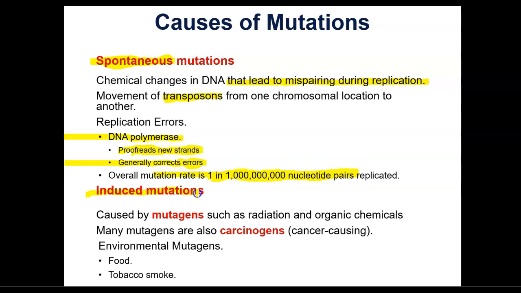Induced mutations are caused by mutagens, which can be radiation or chemicals. If they lead to cancer, they are called carcinogens. Carcinogens are cancer-causing mutagens. There are environmental mutagens like food and tobacco smoke. Tobacco smoke is responsible for 1/3 of all the cancers.